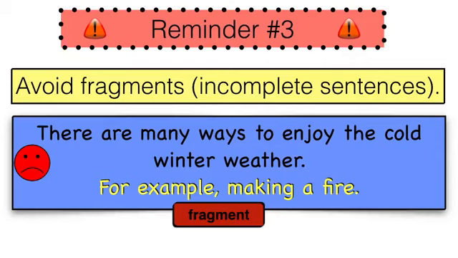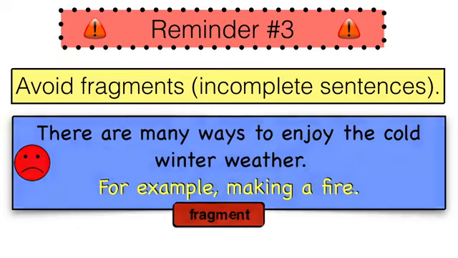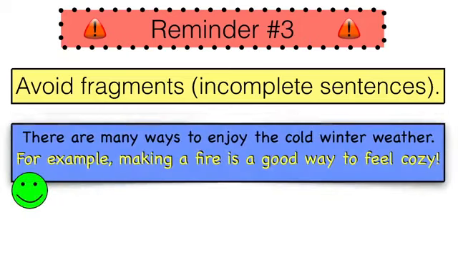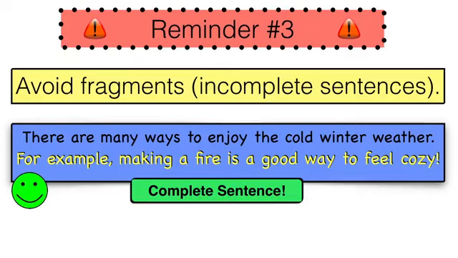So, how can we make this a complete sentence? Again, there are many ways, but here's one way. Now, making a fire has become our subject. For example, making a fire is a good way to feel cozy. That's a complete sentence. Much better.